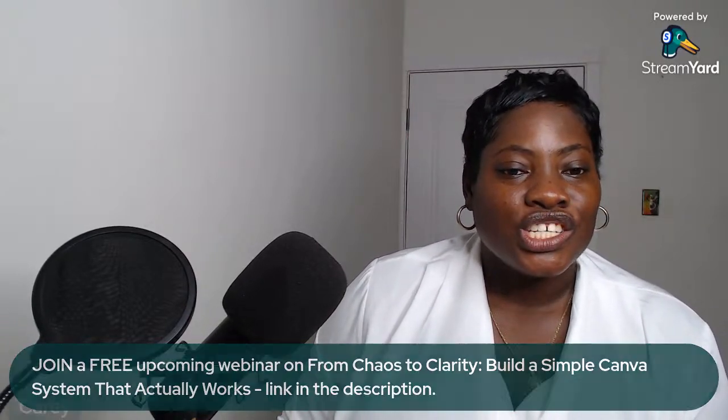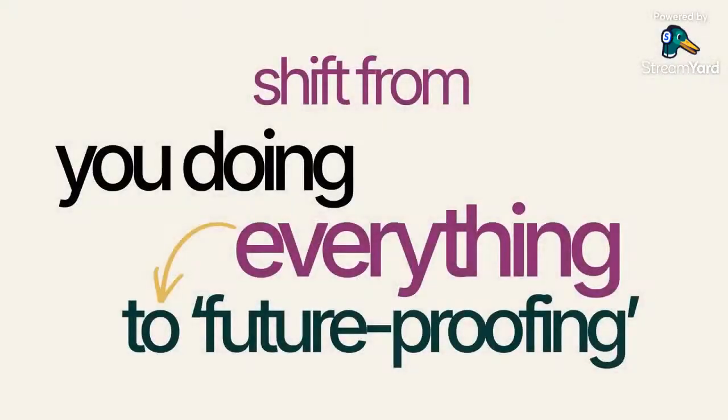Now, let's shift to our next point. What you need to shift to is, one, you're shifting from doing everything alone to future proofing. Now, this is a very big one. And this is a big one because as solopreneurs, as small business owners, oftentimes you're doing so many things alone.